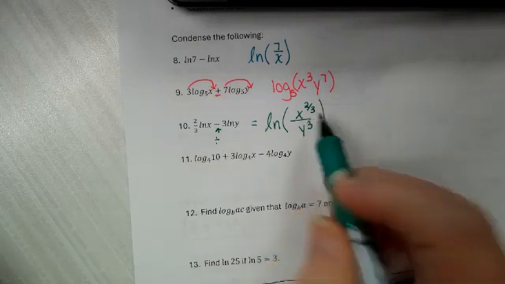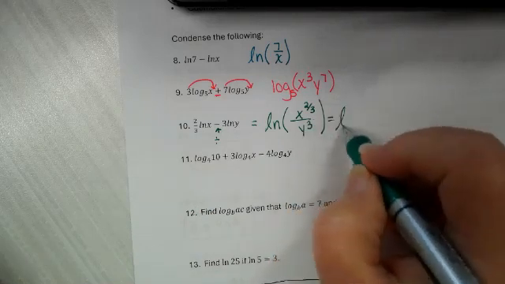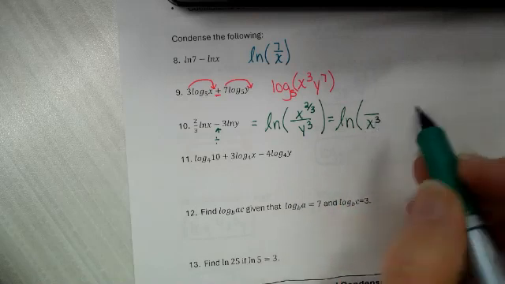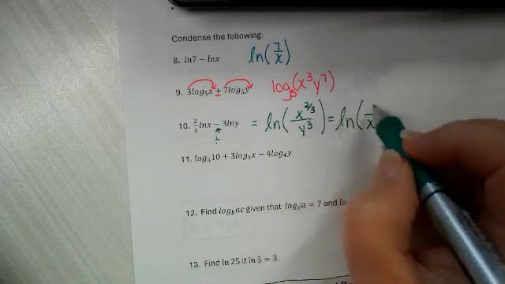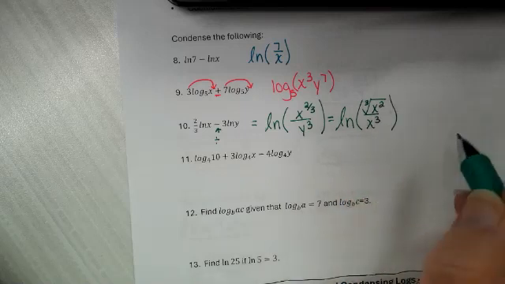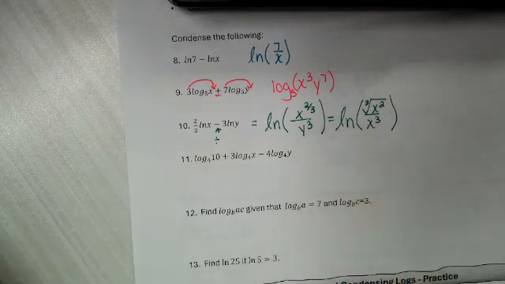Now, what's another way I could write x to the 2/3? Couldn't I write that as a radical? Remember, the denominator is the root, and the numerator is the power. So I could write it just like that.